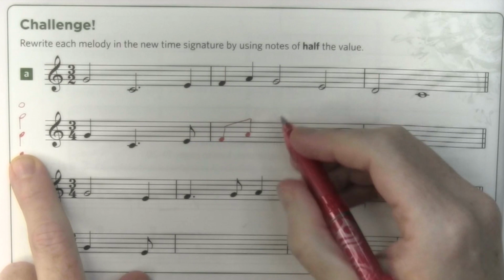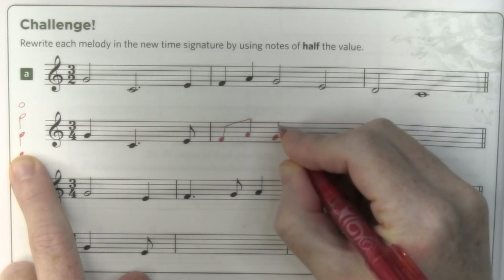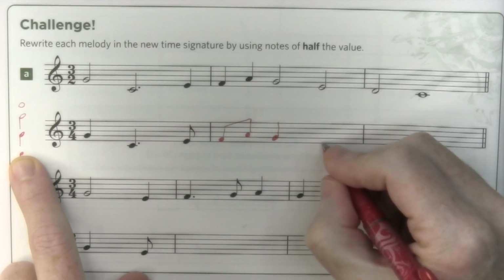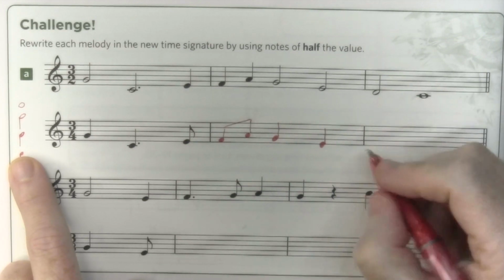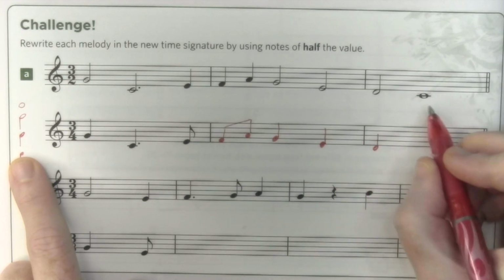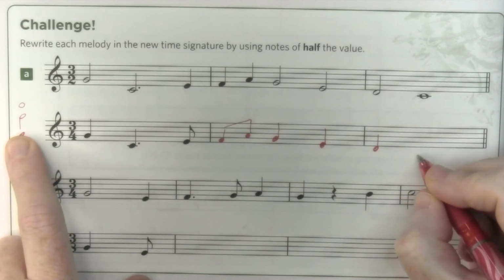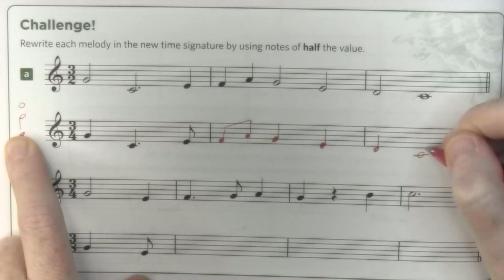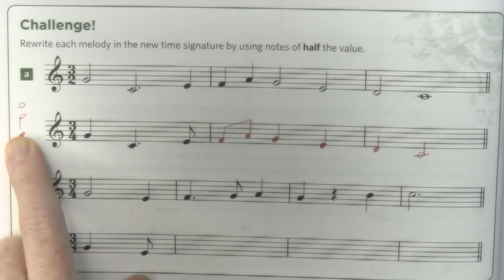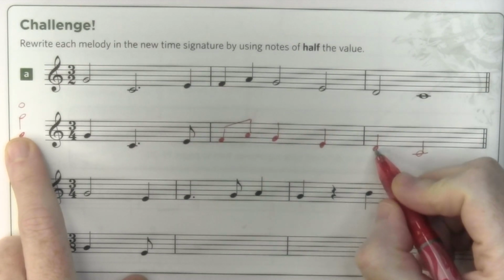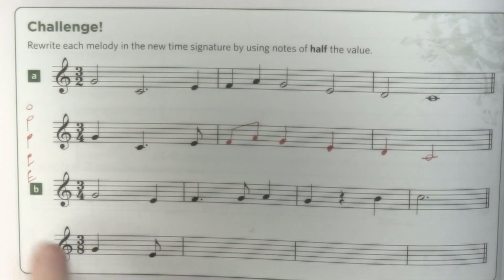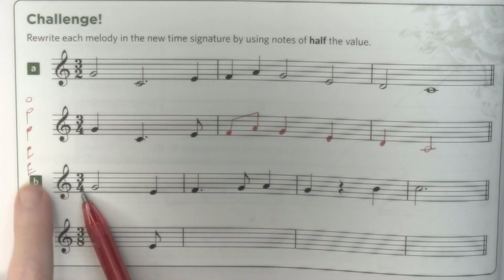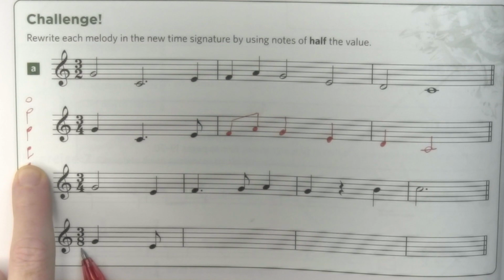One minim becomes 1 crotchet. And 1 minim again, 1 crotchet. Okay, that's it. Another minim, another crotchet. And a semibreve becomes a minim. Here it is. Done. Let's go on to the next one. 3 fourths would become 3 eighths. Yes, with 3 quavers. So this is correct.